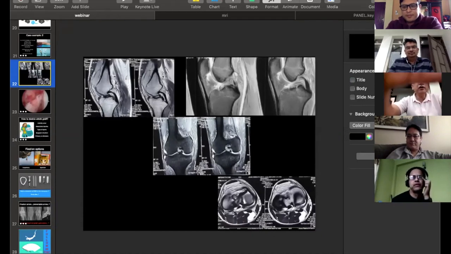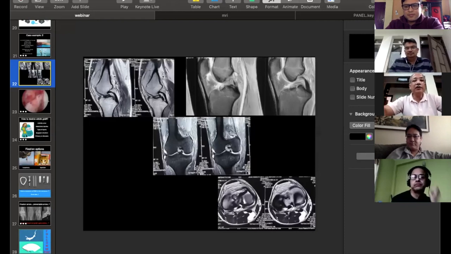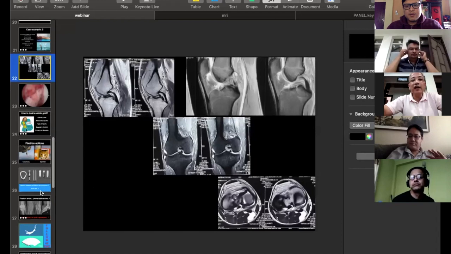Depend only on the radiologist for the finding. Many times it differs. So we have to start reading MRI ourselves. If we do that and start comparing it with your arthroscopic finding, gradually most of the time your MRI finding and arthroscopic finding match. But if you depend only on the radiologist, then many times it differs. They say there's a meniscal tear, grade 2, but on table we may not find it.